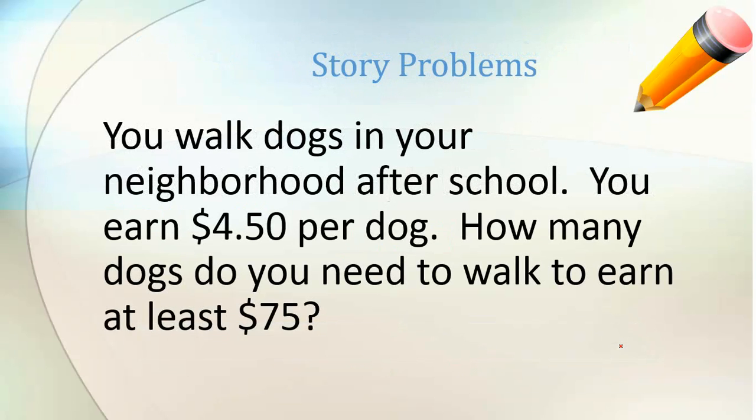Let's look at a story problem. So, you're going to walk dogs in your neighborhood after school. For each dog you walk, you're going to earn $4.50. How many dogs do you need to walk to earn at least $75? So I know that per dog, I'm getting $4.50. So let's name that 4.50 times D, right? 4.50D. Now, you want at least 75.